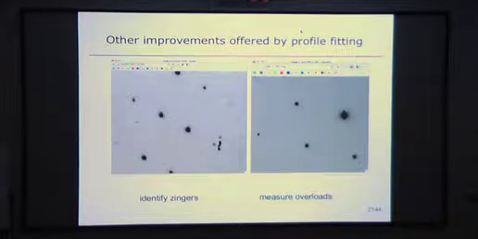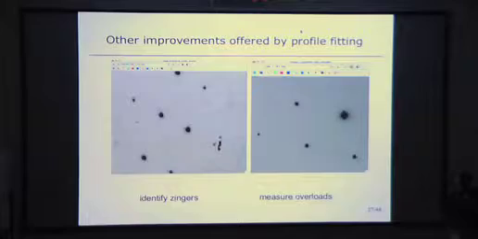Or you can identify overloads. A lot of the CCD detectors, for example, kind of bleed out from the edges of the spots when they're overloaded. And the shape changes. And so you can use your calculated profile to estimate what the intensity of that spot should have been had it not been overloaded. And you can rescue some data like that. It's better not to overload spots if you can help it.